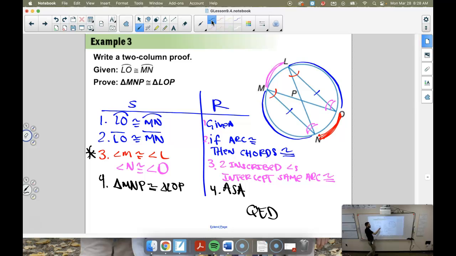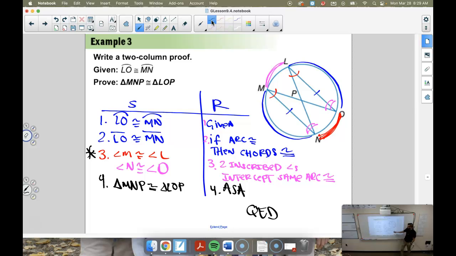Twofold. Number one, they would always tell you circle P if they wanted it to be circle P. Or they would put a big dot right here to indicate that's the center. Since they don't do either of those, we're going to assume that that's not the center. Now there is a way that maybe we could end up proving that it is, but they're not asking us to do that. I just want to be careful. Unless they tell us, we want to assume things are not what we would like them to be, right?